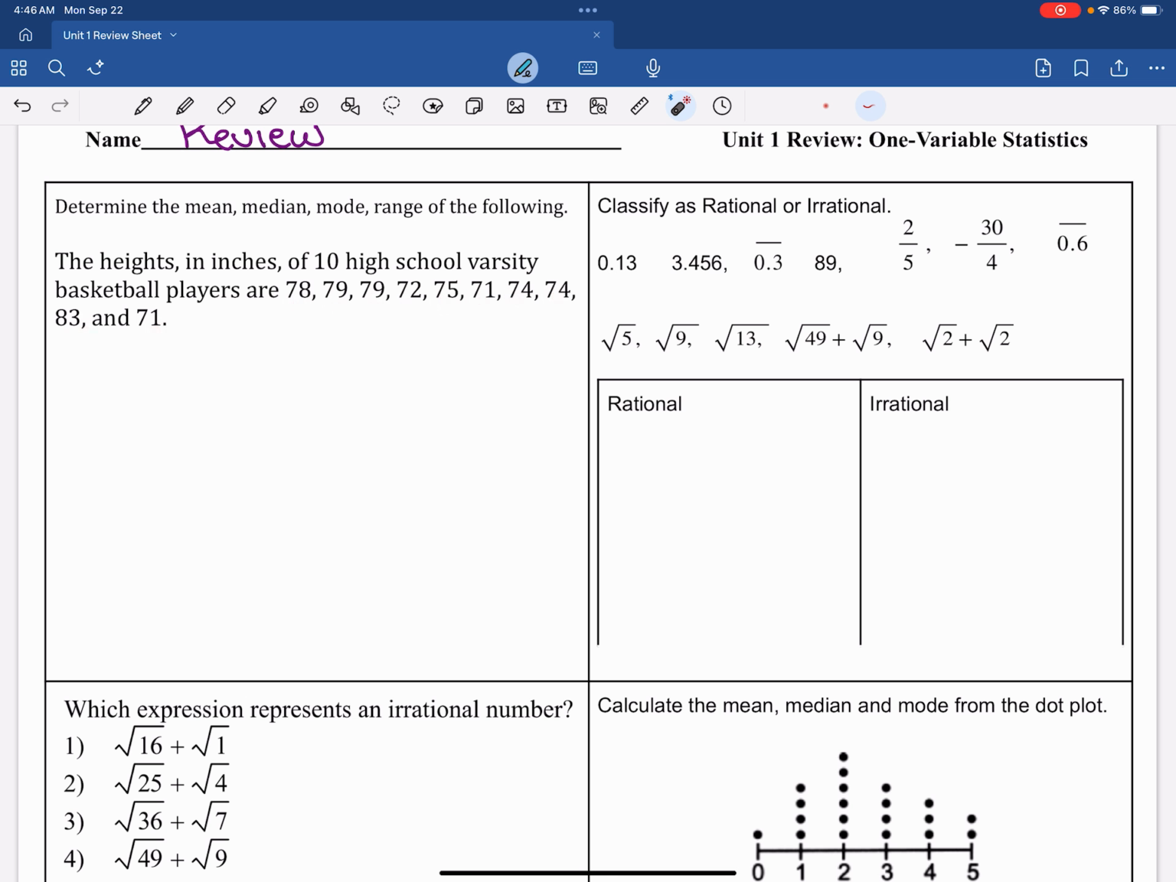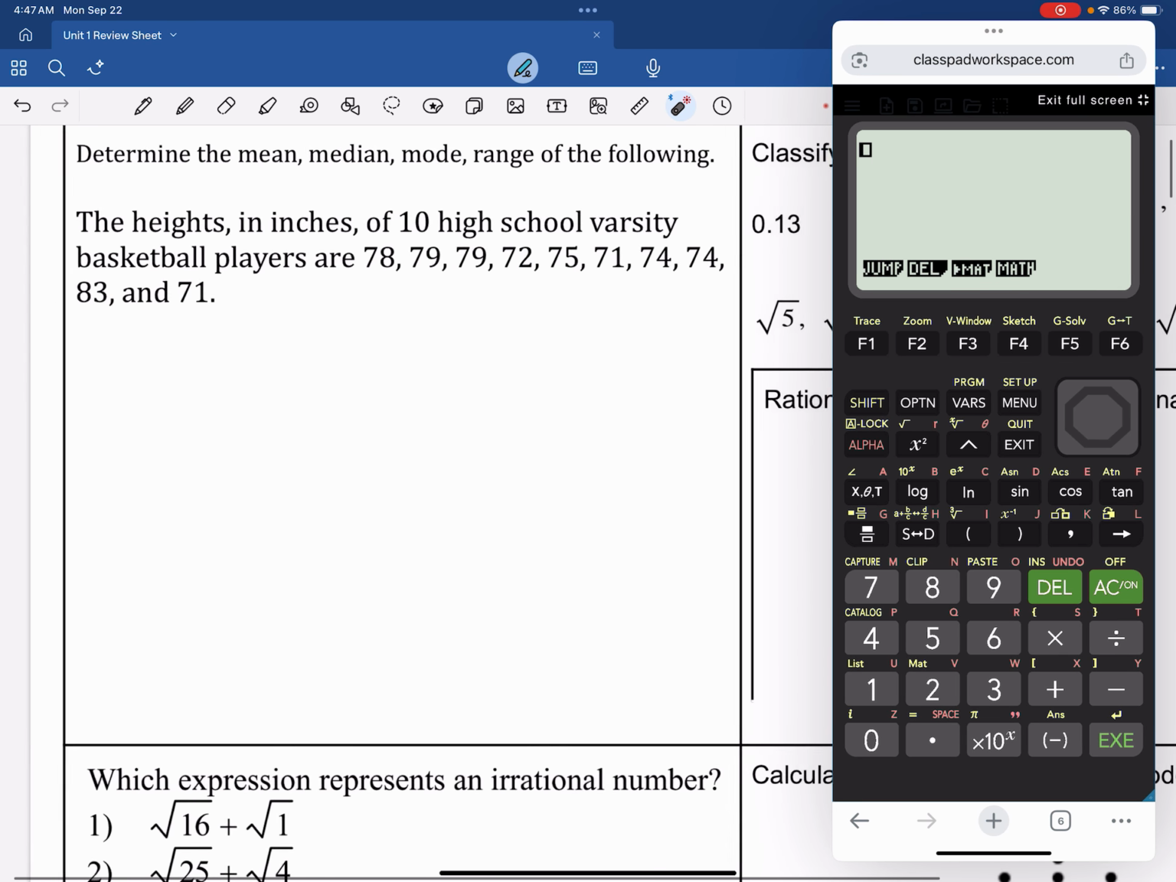Your median is when you first arrange the numbers from least to greatest and then you take one off from each end until you get to the middle number. Mode is the number that's repeated the most times, or the most frequent number in the data set. And range is your largest number minus your smallest number, or your max minus your min. So we can calculate everything by hand, but just remember that your calculator can help you out with that. So let's go ahead and do it in the calculator.